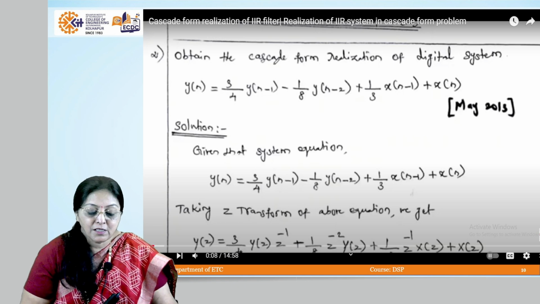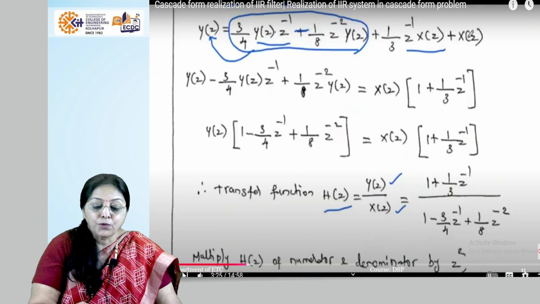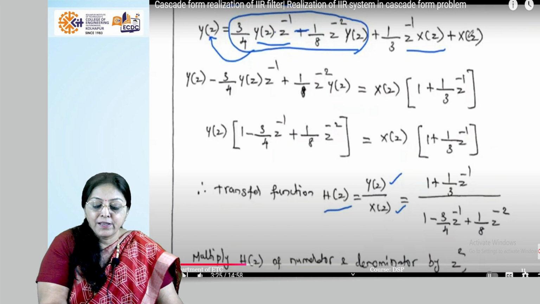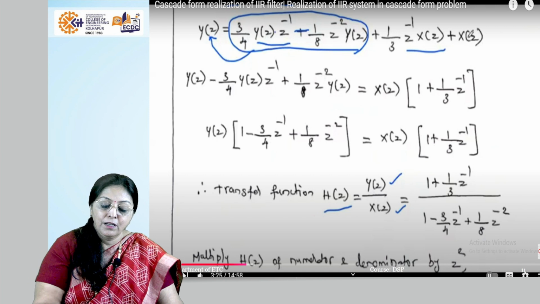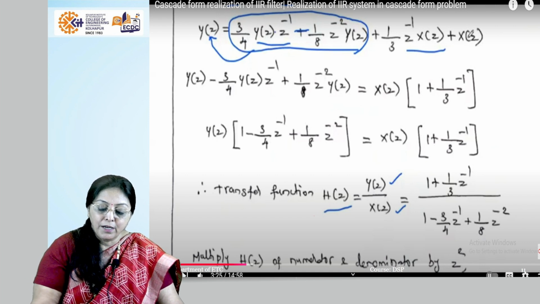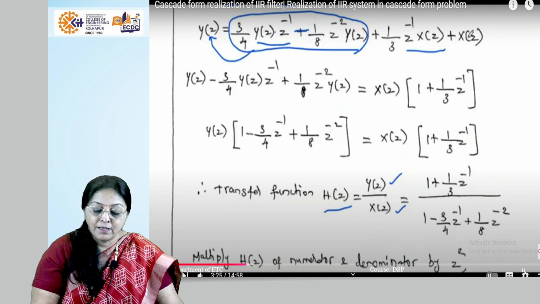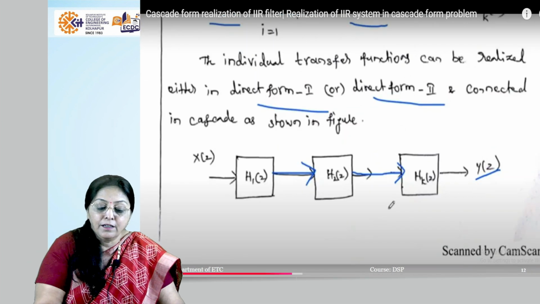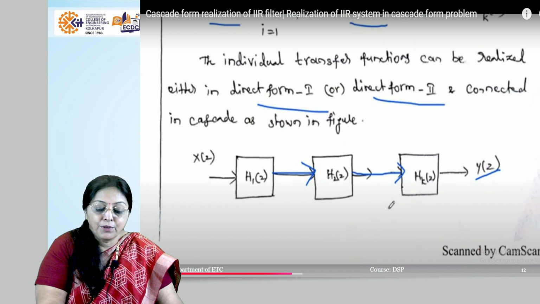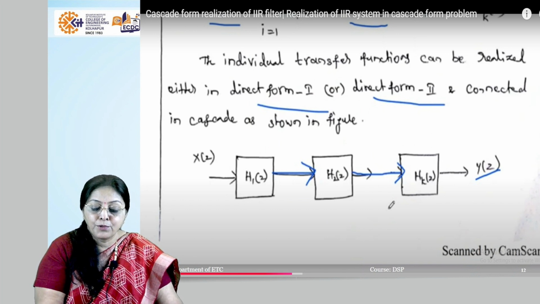Now, we club the Y(z) and X(z) terms together to find out the transfer function. The transfer function is Y(z) upon X(z), equal to 1 plus 1 upon 3 z raised to minus 1 over the denominator. When you observe this, the numerator and the denominator are both polynomials in z, so how can we realize this? Observe this. In the individual transfer functions we can use direct form 1 or direct form 2 and connect them in cascade. So, this is the first problem we are going to consider for the cascade realization.